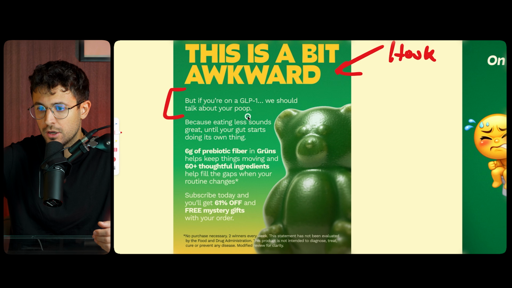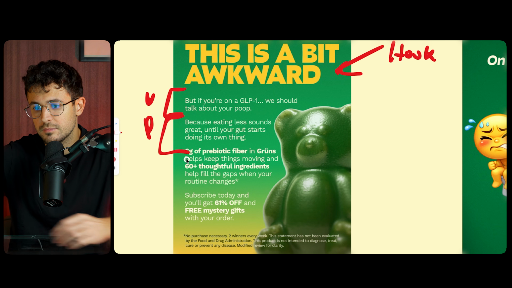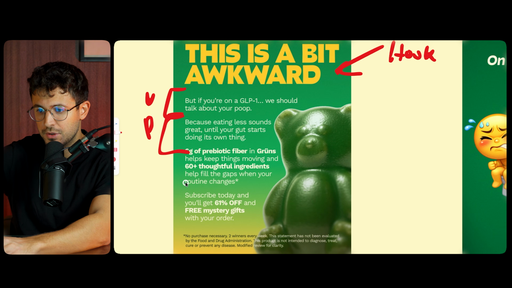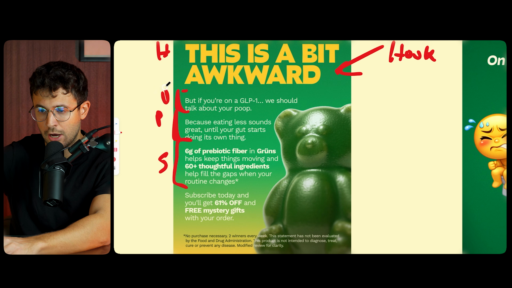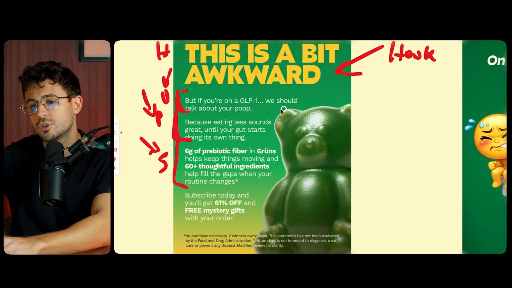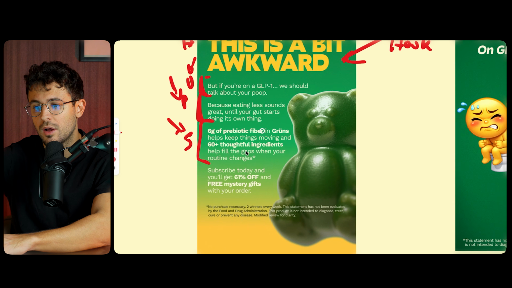And so then, because eating less sounds great until your gut starts doing its own thing, okay? And so I'm slowly, like, unaware, cool. Then I call out what the problem is, okay? And then I'll tell you the solution, which is this one. This is the solution, right? So is the hook here, then say, hey, you are unaware of this because of this. Like, if you do this, you are unaware of this problem here, which is the problem shown here, and then this is the solution, okay? So this ad here is mainly for unaware.